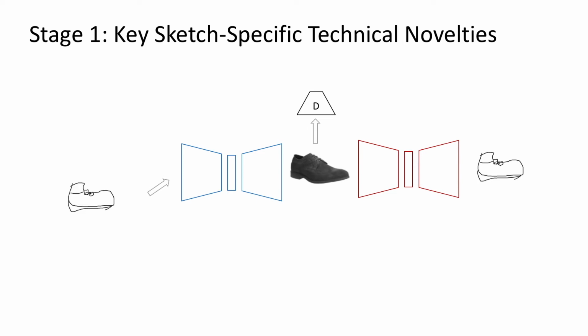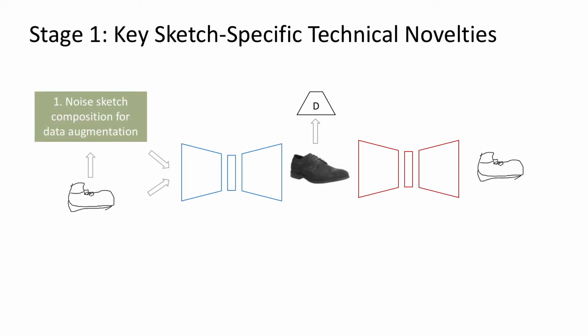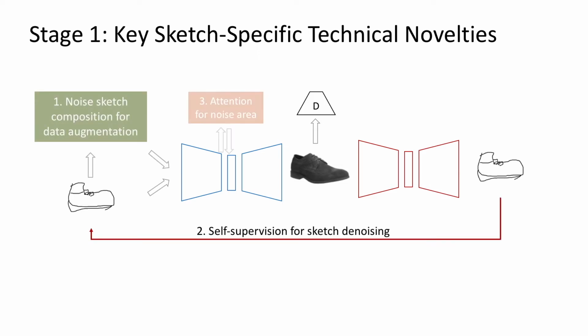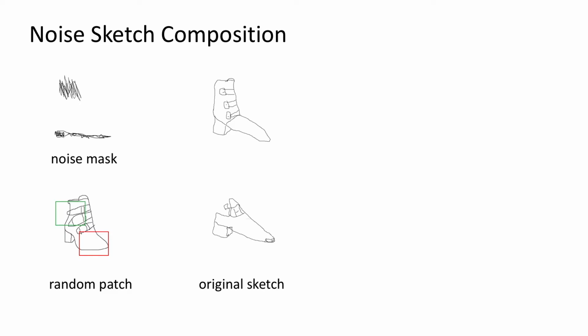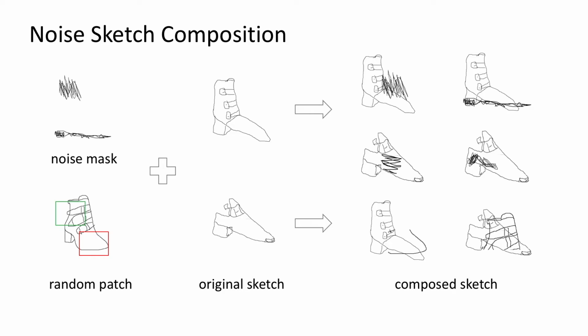We introduce 3 technical mechanisms to handle these noise sketches, including noise sketch composition, a self-supervised objective, and an attention module. Our first strategy is to compose additional noise sketches for training data augmentation. We compose new sketches by adding noise to the original sketches. The noise can be either complex strokes or random patches extracted from the original sketches.